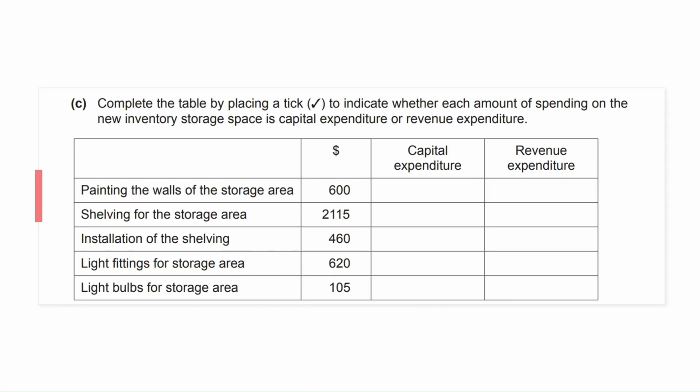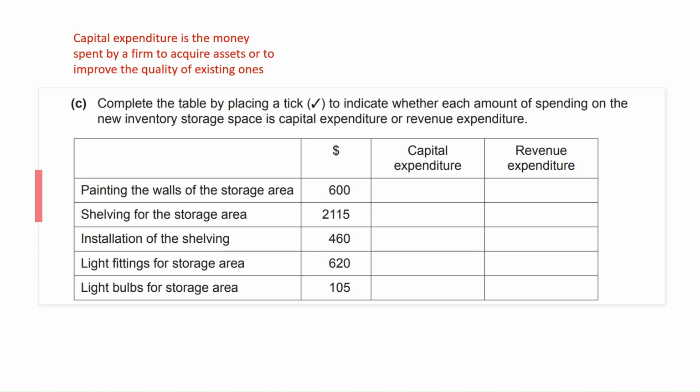Part C says complete the table by placing a tick to indicate whether each amount of spending on the new inventory storage space is capital expenditure or revenue expenditure. First, let's try to understand what capital expenditure is. So capital expenditure is the money you spend in order to purchase an asset, specifically a non-current asset, which I should have mentioned in the definition over here. Or you spend money in order to improve the quality of an existing asset, to add value to the asset.